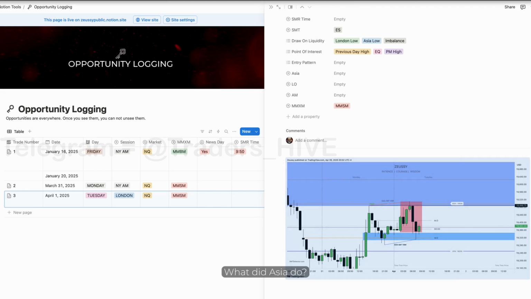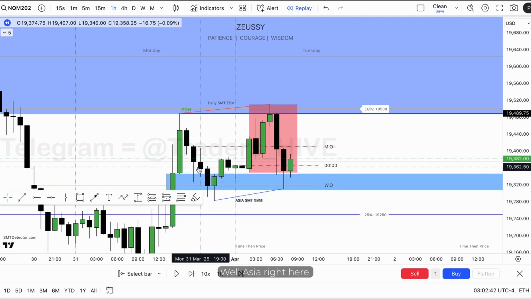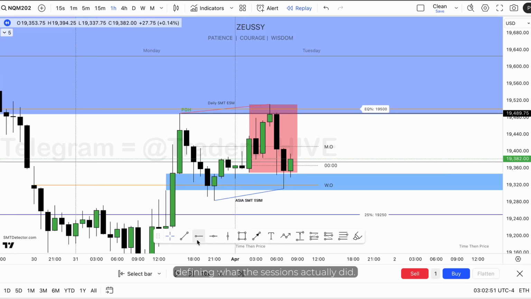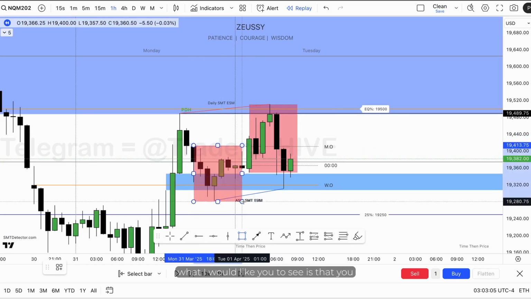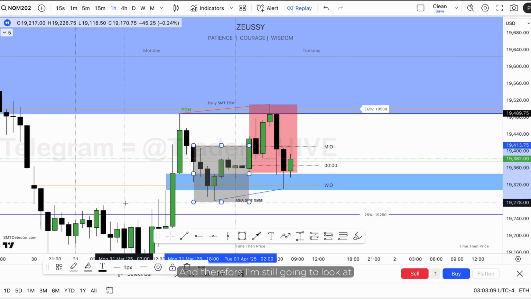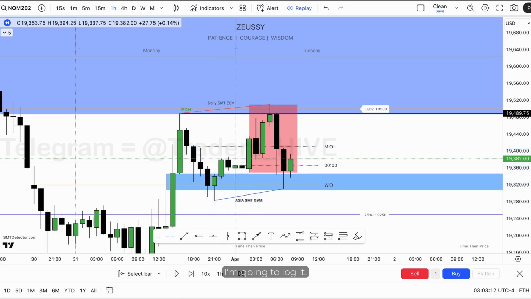What did Asia do? Well, Asia right here, I would say this is where a bit of subjectivity is involved when it comes to defining what the sessions actually did. But when we pay attention to Asia, what I would like to see is that if we measure Asia from this opening right here at 6 p.m. to the following, to 2:30, which is around this candle right here, you could argue that this is a consolidation. And therefore, I'm still going to look at Asia as a consolidation, and that's how I'm going to log it.